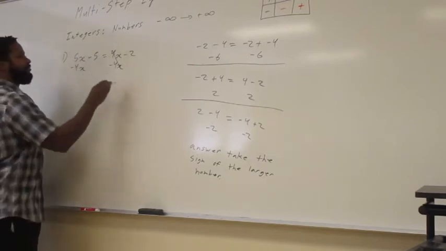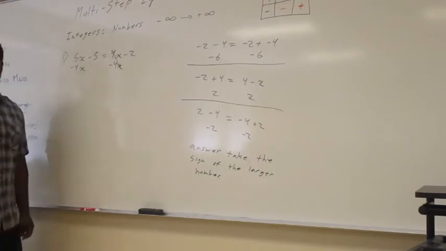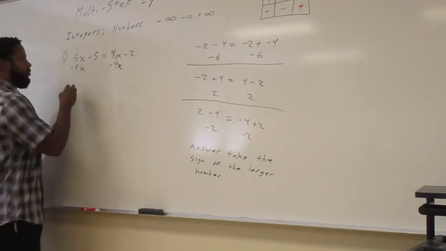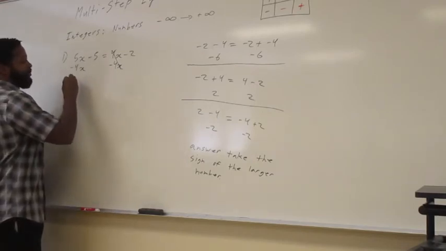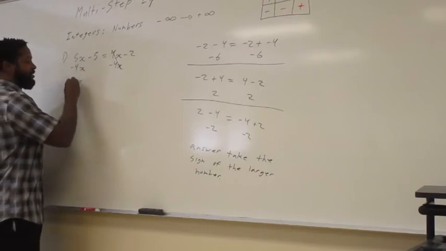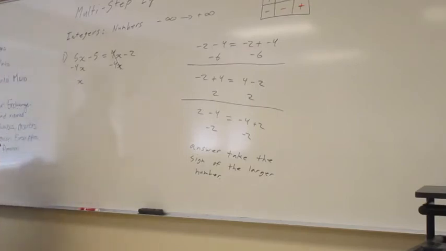That cancels out, comes down. 5 minus 4 is what? 1. You could either put 1x or just x. It doesn't matter. If you say 1x is equal to whatever your answer is, that's the same as just saying x. You know what I'm saying?